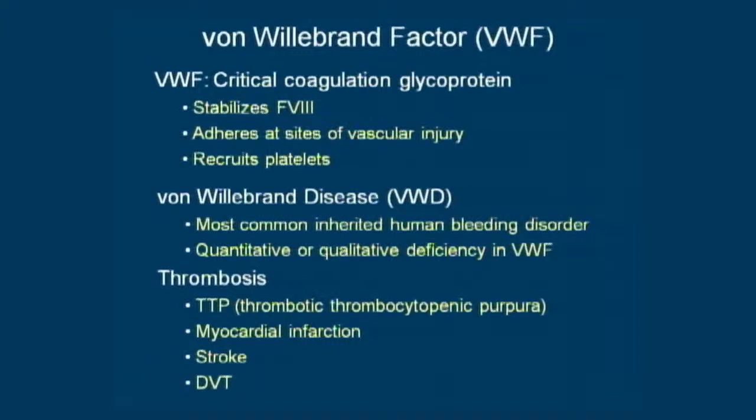The flip side of von Willebrand factor is that it also participates in thrombotic diseases, and we know this best for TTP because VWF is a critical component of the pathogenesis of TTP. But high von Willebrand factor levels are also associated with MI and stroke and DVT. So it's really two sides of the clotting coin, and it's important in both.